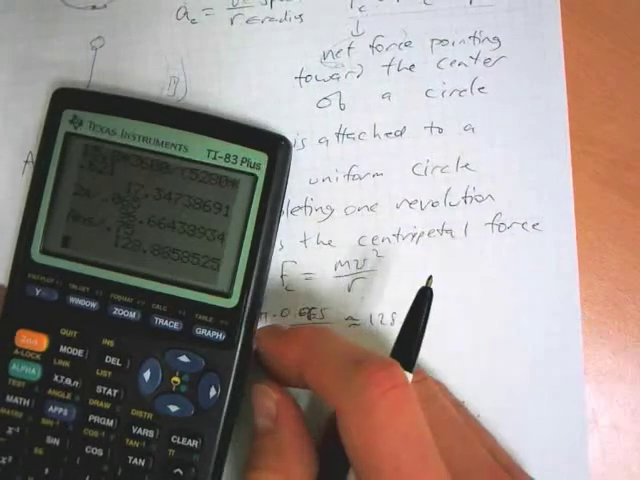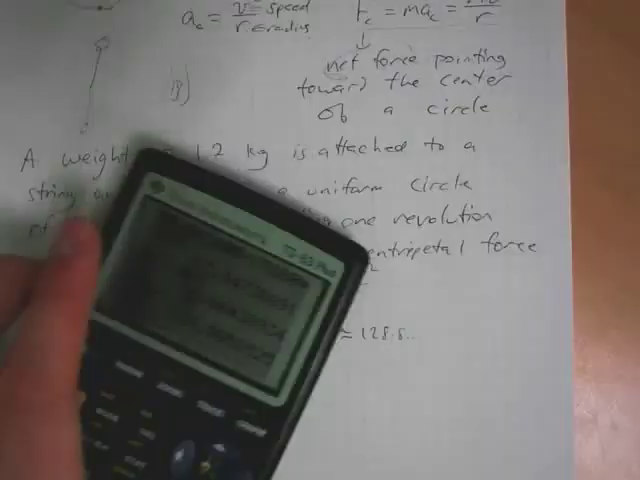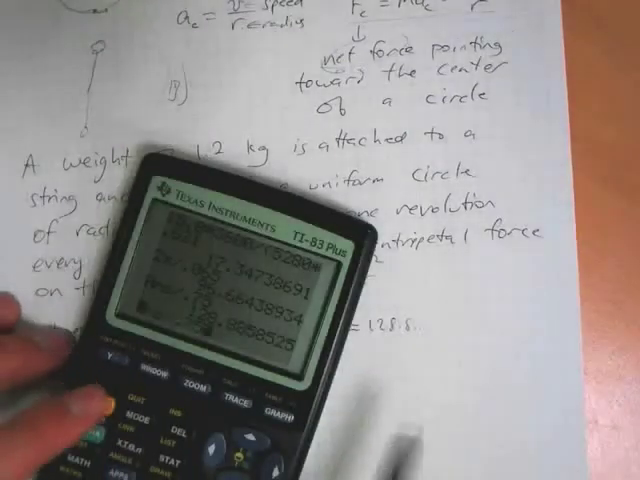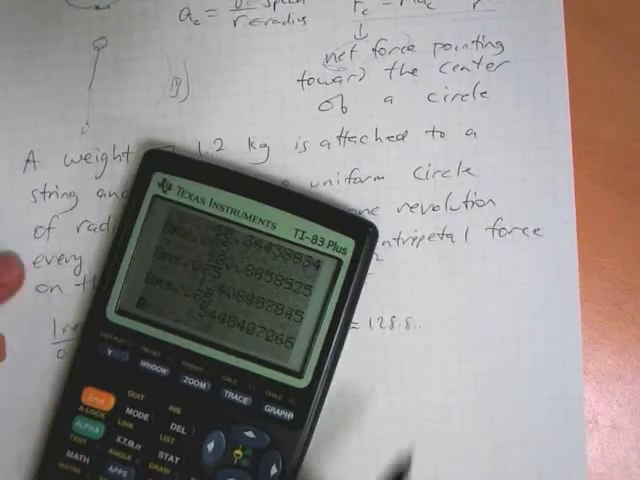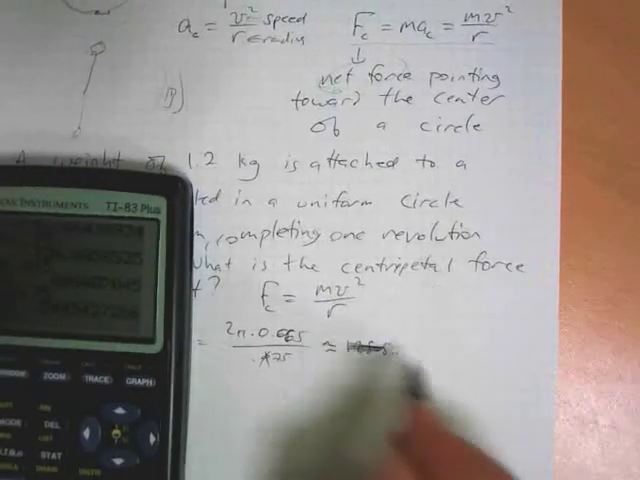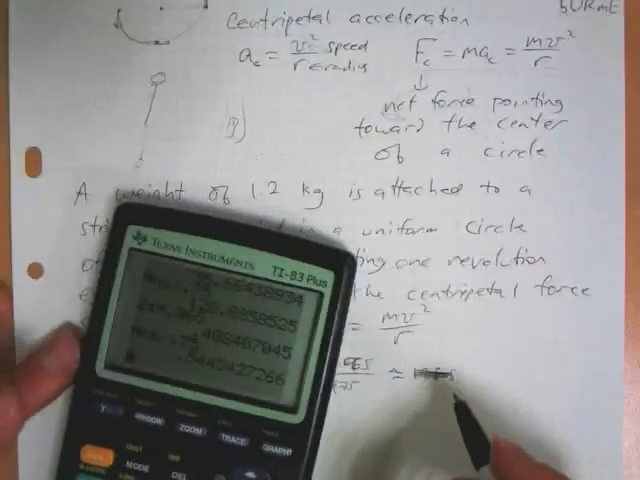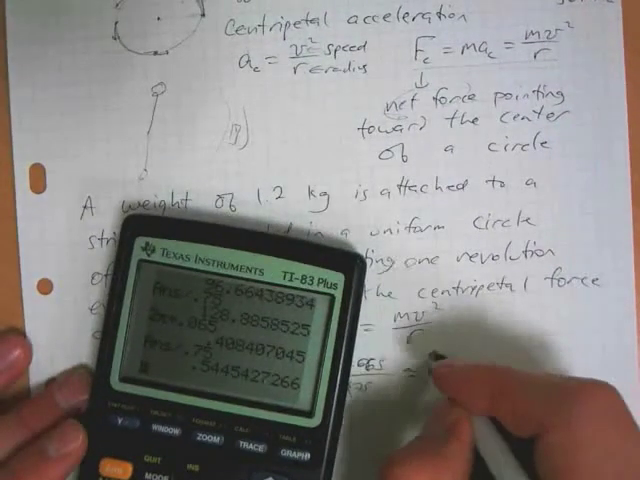Oh, I mistyped here. I put 2 pi divided by 0.065 times divided by 0.75. 128 doesn't make any sense. That's where you stop and think about it. 128 meters per second for an object going around in a circle is not very reasonable. 0.54 meters per second is our velocity.